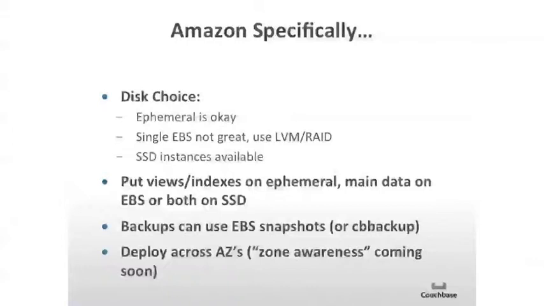Continuing along with Amazon, your disk choice is an important one. The ephemeral drives are usually okay. They're not as reliable, obviously, and in many cases, our customers put their data on an EBS drive and use the ephemeral drive for indexes and views, and that's a decision that you can trade off and make. If you're going to use your ephemeral drive, you still have the ability to take backups of that data, so it's not that it's completely lost if a node goes down.